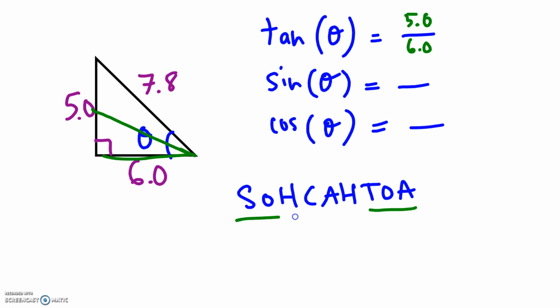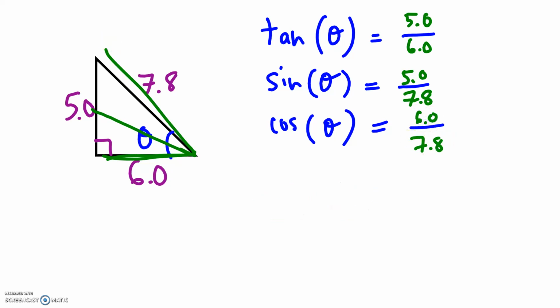Sine uses opposite O over hypotenuse H. So opposite again is 5, and the hypotenuse is 7.8. Cosine of the angle theta would be adjacent over hypotenuse, so 6 over 7.8. By the way, this letter is a Greek letter, which in English we call theta. It's kind of like an O with a line through it.